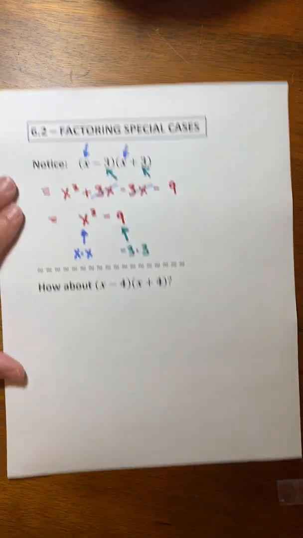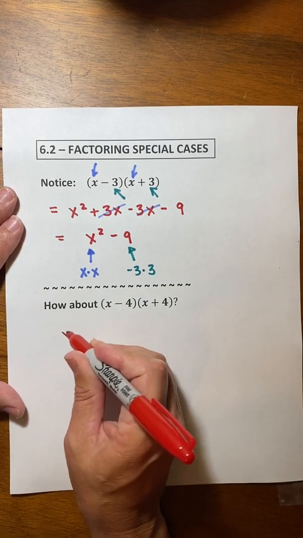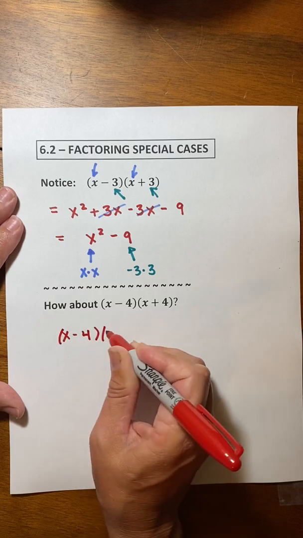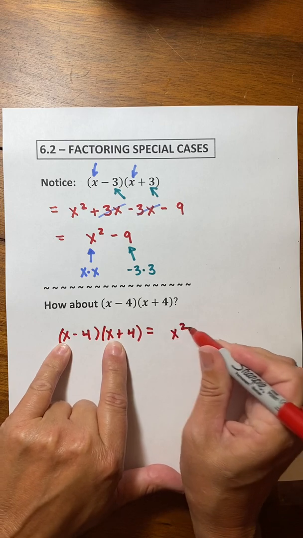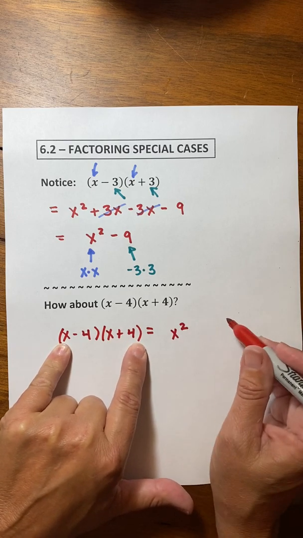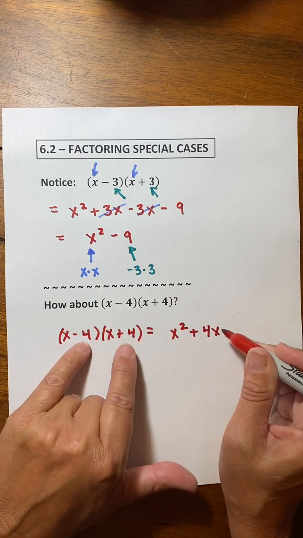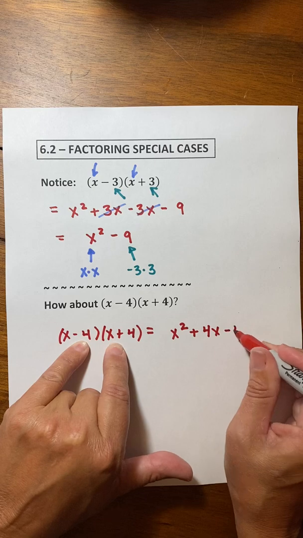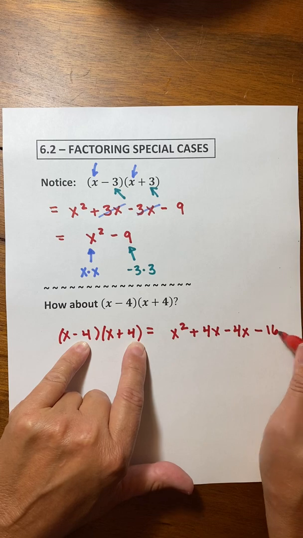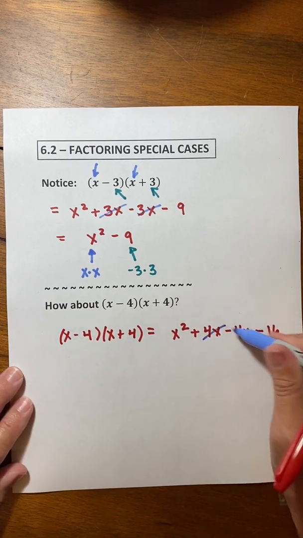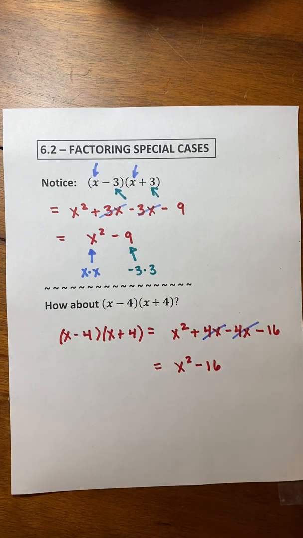All right, let's try x minus 4 times x plus 4. Well, the product of the firsts is x squared, the product of the outers, or the x with the second term in the second set of parentheses, is plus 4x. Now we're going to distribute the negative 4 to each term. We're going to do the inners, minus 4x, and then minus 4 times plus 4 is minus 16. These guys are going to go away, and my result is x squared minus 16.